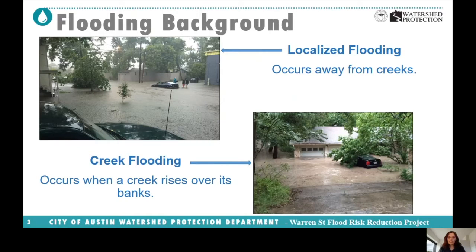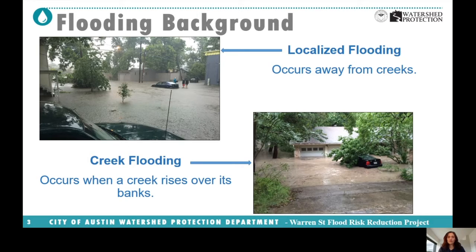So what is flooding? There are two types of flooding. One is called creek flooding and the other one is called localized flooding. As shown in the bottom right corner picture, that shows creek flooding. This was taken here in Austin. This occurs when a creek rises over its banks. So this kind of flooding occurs along the creeks or open channels when their capacity is exceeded in a storm event. And this is the most common type of flooding people are familiar with.